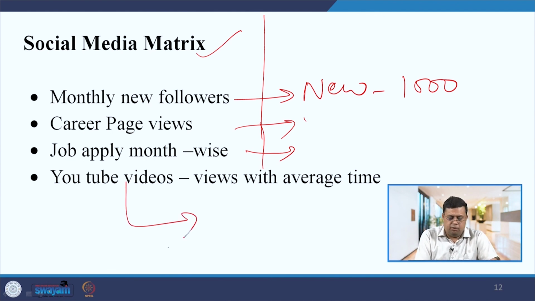On YouTube, how many people are liking your videos, and what is the average time of watching the videos related to the company, whatever videos you have posted. That is how you can track your progress on social media. If it is increasing as per your initiatives, then you can say yes, it has some impact, right. If it is not increasing even after taking initiatives, then you need to think about it.